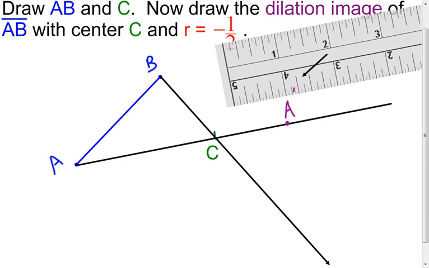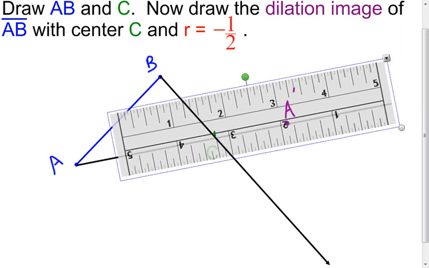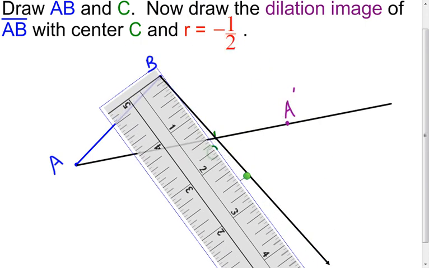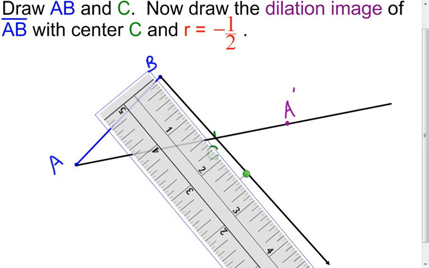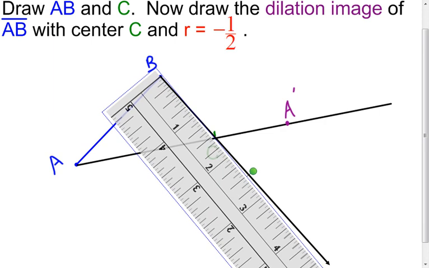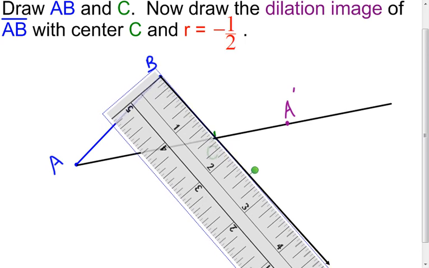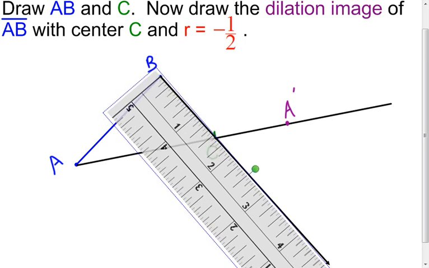And again, I need to measure how far it is from my center of dilation to my pre-image. My pre-image being B this time. And now this one I'm looking at, and this is going to be approximately, what do you want to call that? Probably 1 9/16.